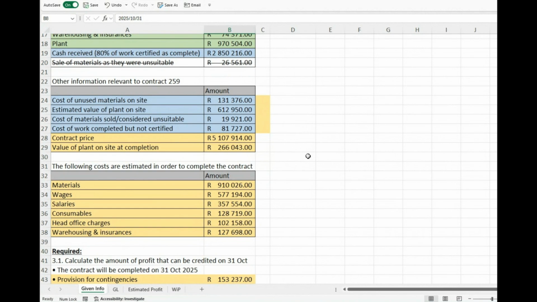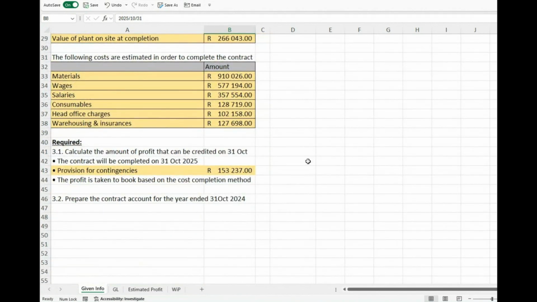So, and then what are you required to do? Well, they say the first thing you must do is calculate the amount of profit that can be credited on 31 October. In other words, now when you have your year end, that is where they tell us when the contract will be completed. They say that there is a provision for contingencies and that the profit is taken to book based on the cost completion method. So you're not only bringing it in at the end of the period, you're bringing it in to the books at the end of each financial year.